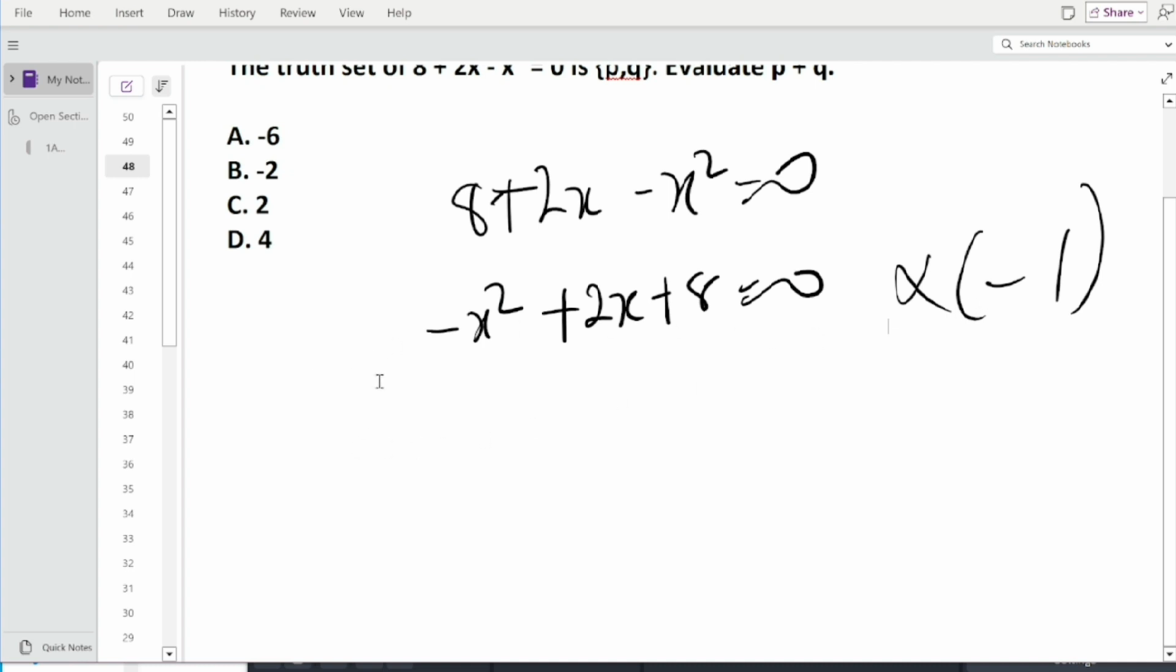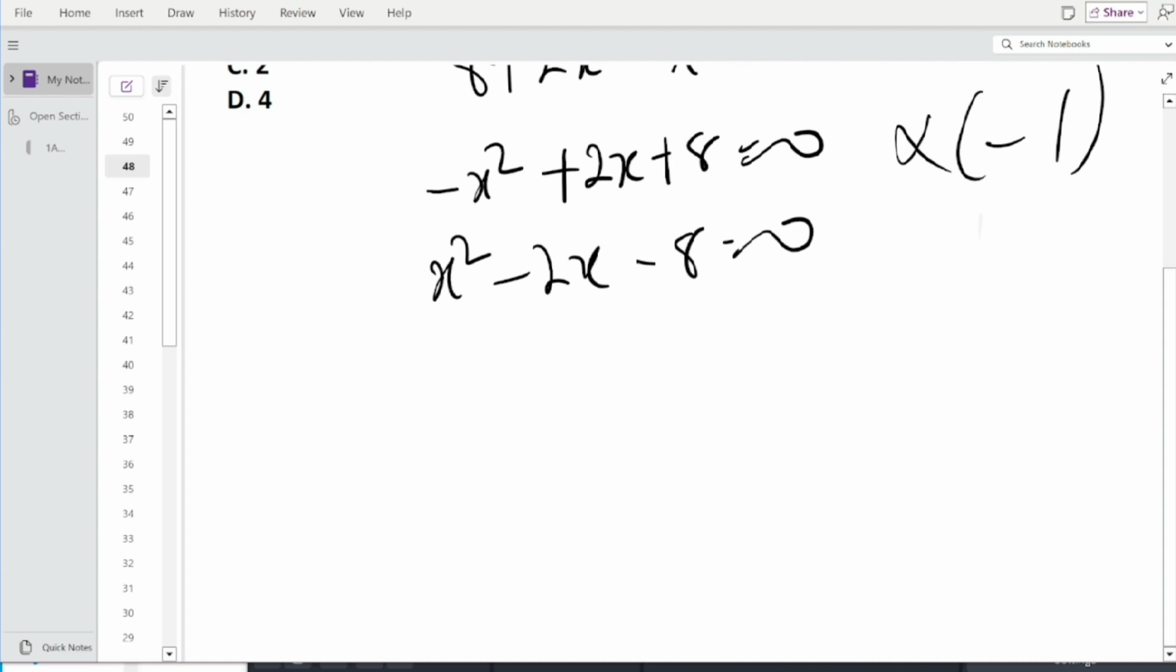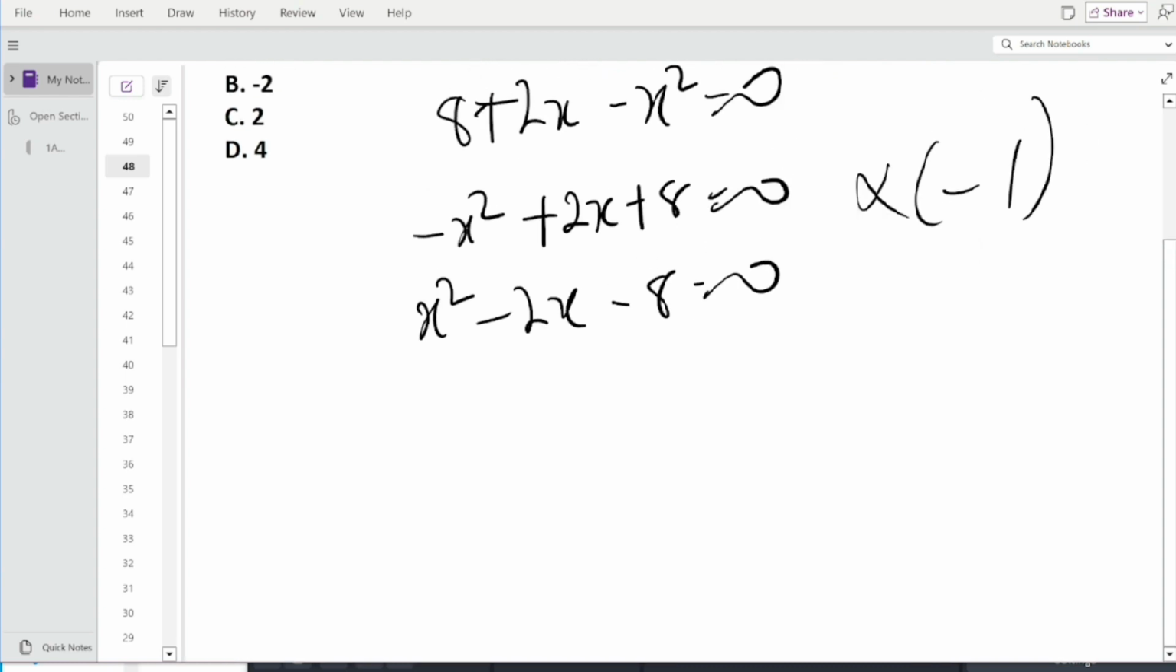So this is going to turn to x squared, losing its minus. This is going to turn into minus 2x, and this plus 8 is going to turn into minus 8, equals 0. Now we have the quadratic equation on this line, and this is allowed in math by changing the sign, multiplying both sides by minus 1. So we have this. Now at this point we look for two numbers that will multiply to get minus 8.